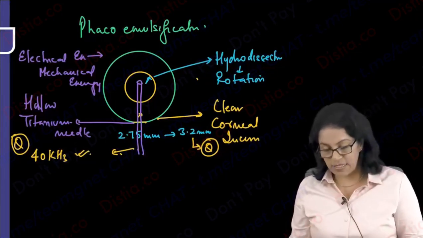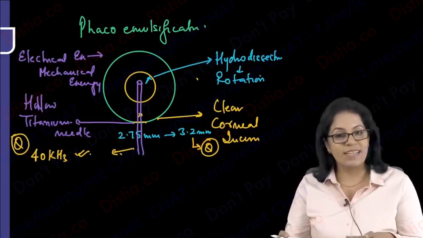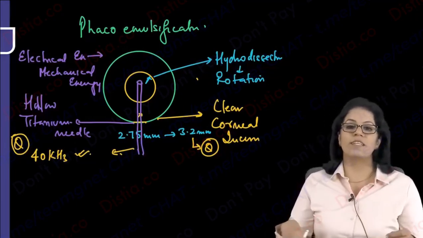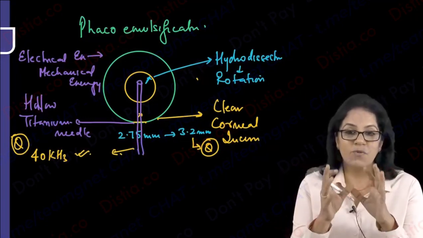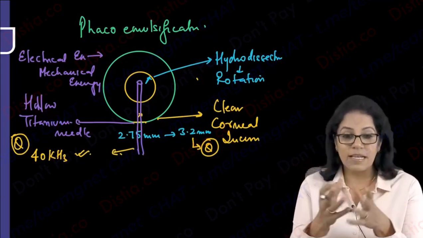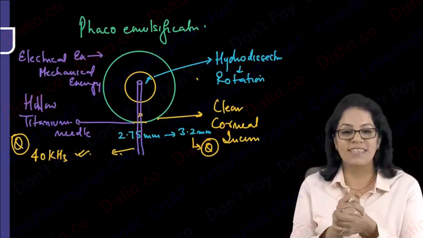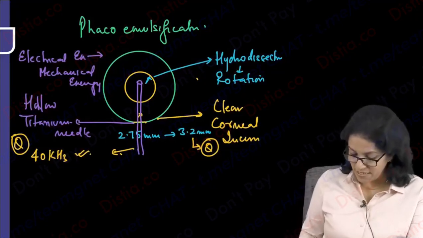Now, once you have broken the nucleus into bits and aspirated, then you will of course clean the bag with irrigation aspiration cannula. That is very simple. And after that, what next? PMMA lens is not going to fit through such a small incision. So our next important point here is we are going to put foldable IOLs.